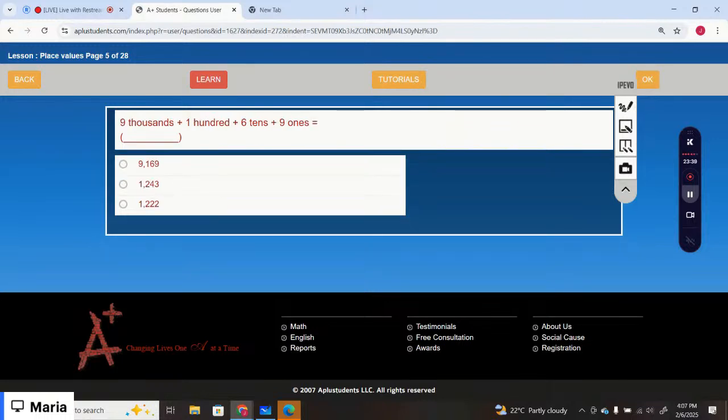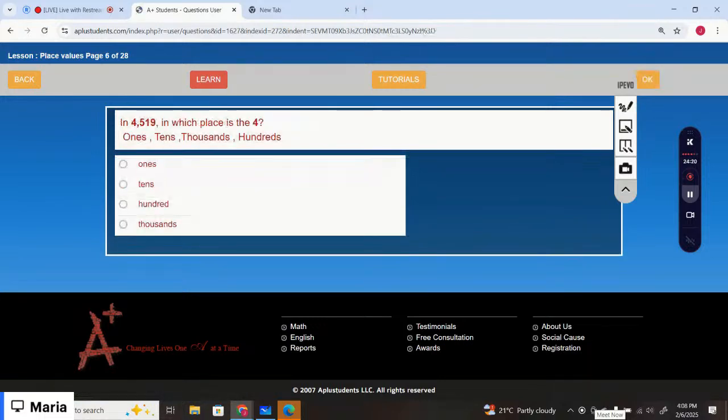Nine thousands plus 100 plus six tens and nine ones. So which is the correct option? The correct option is option number 1. 9169, it is very good. Option 1 is the correct option.